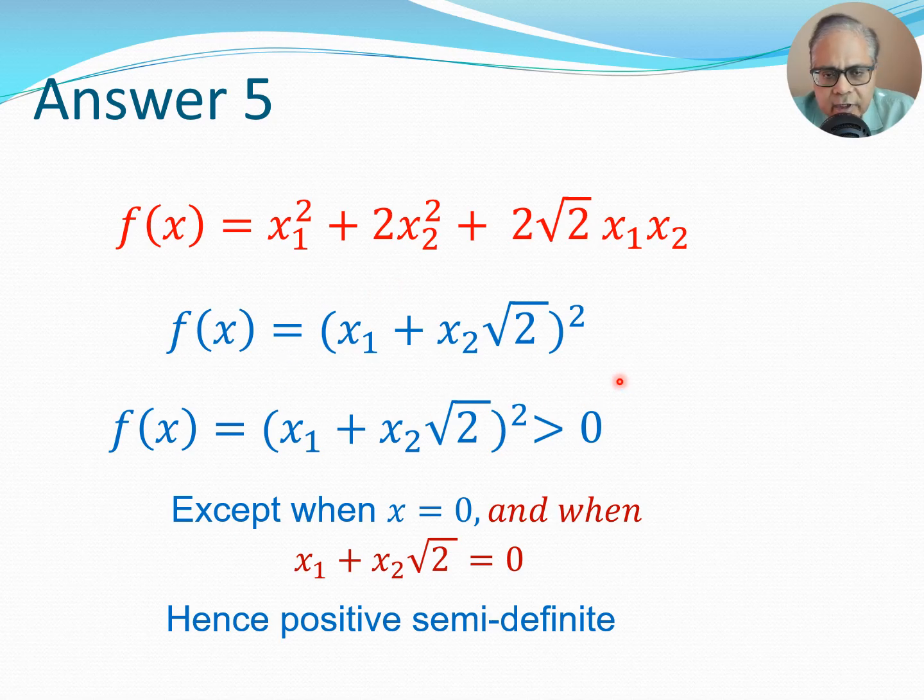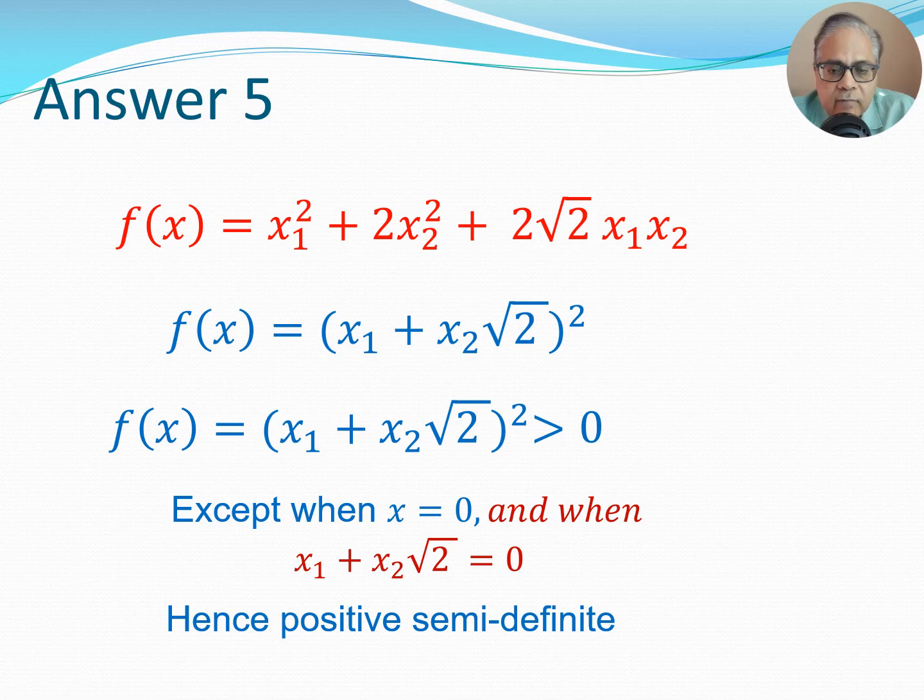In almost all scenarios, one scenario I can see where this could be 0 is where x1 and x2 were both 0, for example. In that case, it would still be positive definite. But of course, there is also the possibility that whatever is inside this bracket could be 0. So there is a whole set of solutions, x1 plus x2 root 2 is 0, which would actually make this 0. So therefore, this particular quadratic form is not positive definite, it is positive semi-definite.